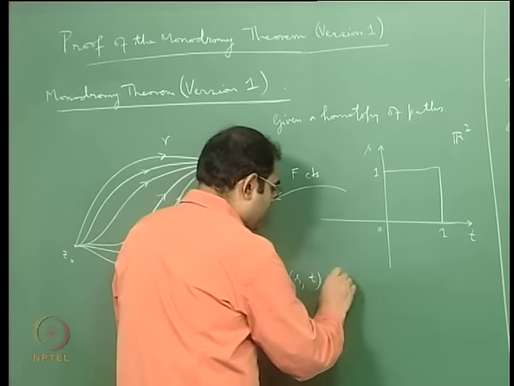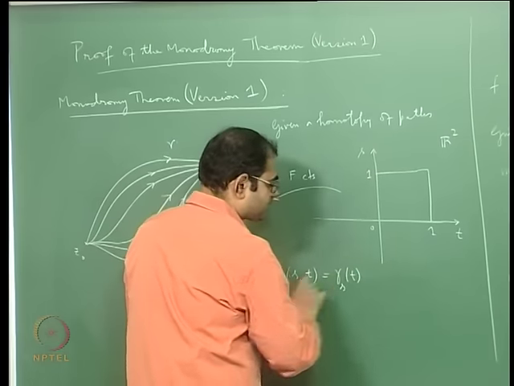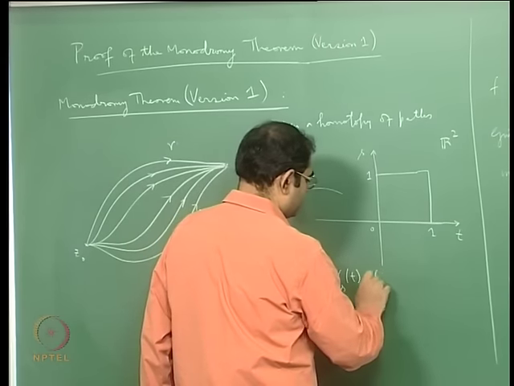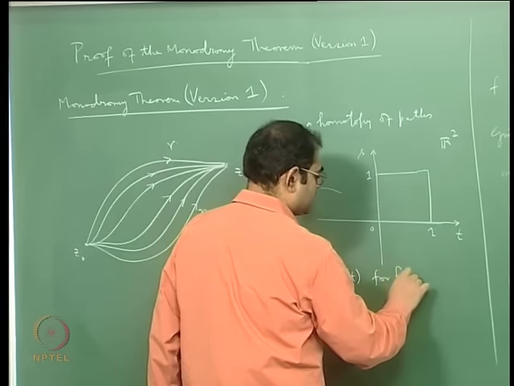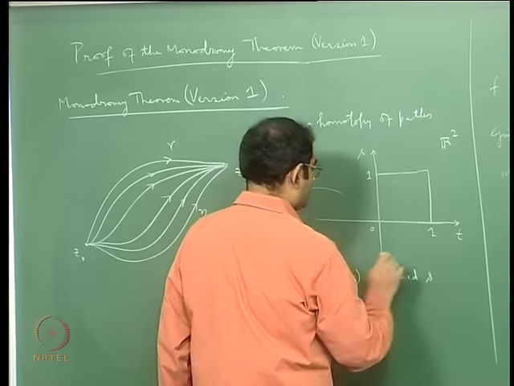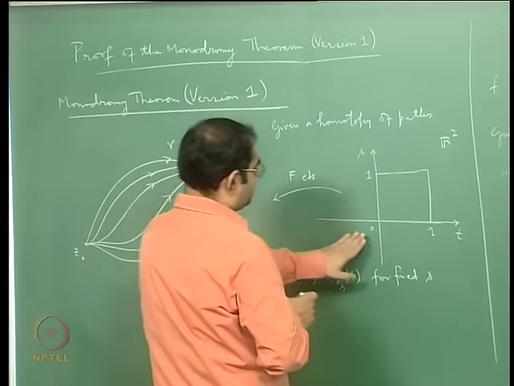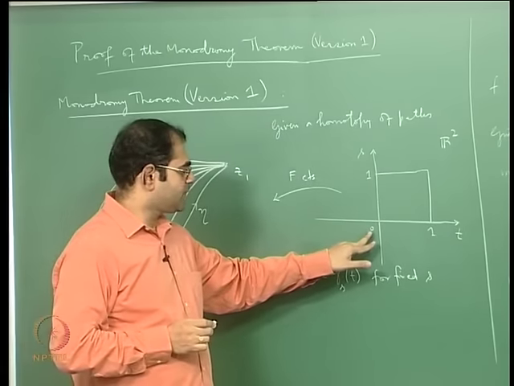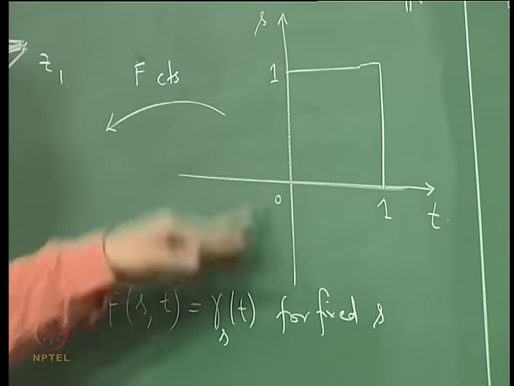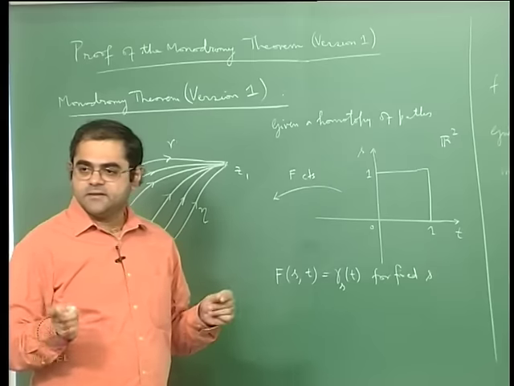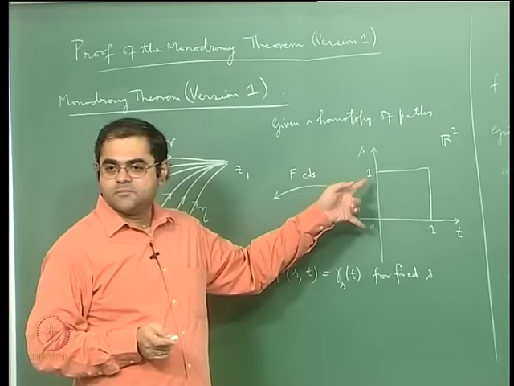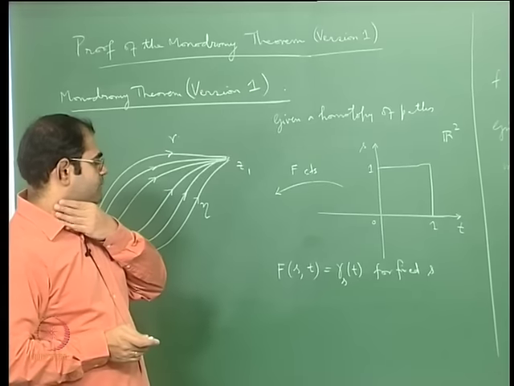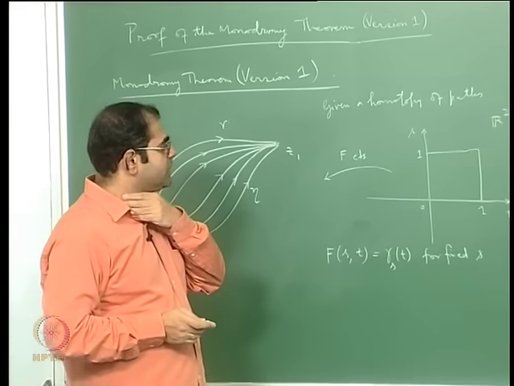So f of s comma t is gamma s of t. Okay, so for fixed s, of course we can use, instead of using the unit square, you could have used a b c d, you could have used a product of two closed intervals, but I am not doing that, or perhaps I could even do that.